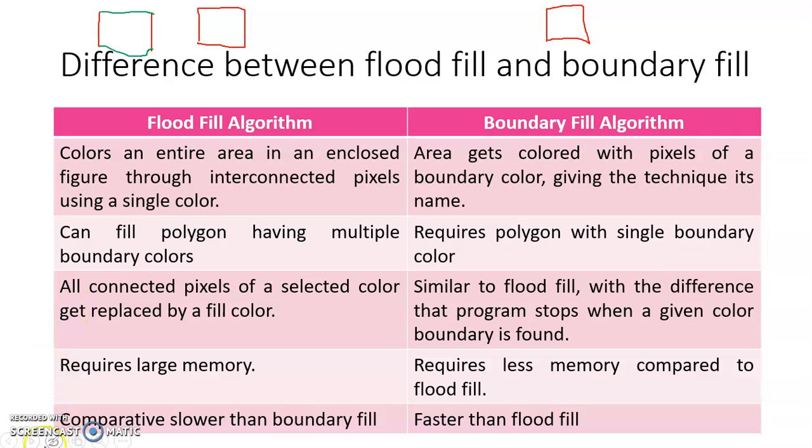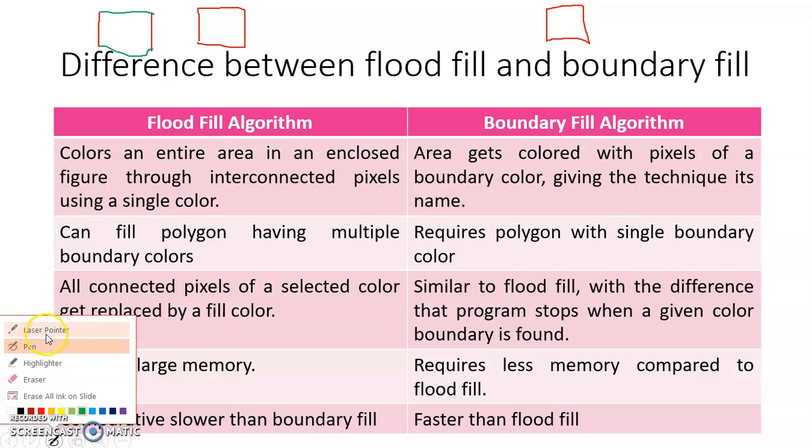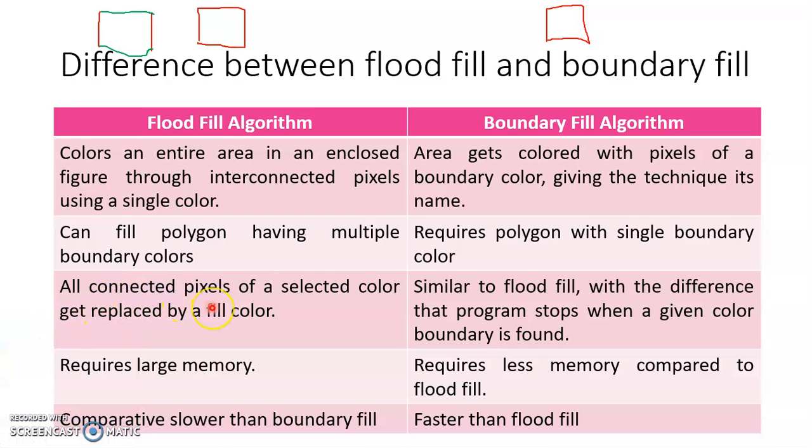Then in the flood fill algorithm, all connected pixels of a selected color get replaced by a fill color, and boundary fill algorithm is also similar to flood fill with the difference that the program stops when a given color boundary is found. Flood fill algorithm requires large memory, whereas boundary fill algorithm requires less memory compared to flood fill. Flood fill algorithm is comparatively slower than boundary fill, whereas the boundary fill algorithm is faster than flood fill.